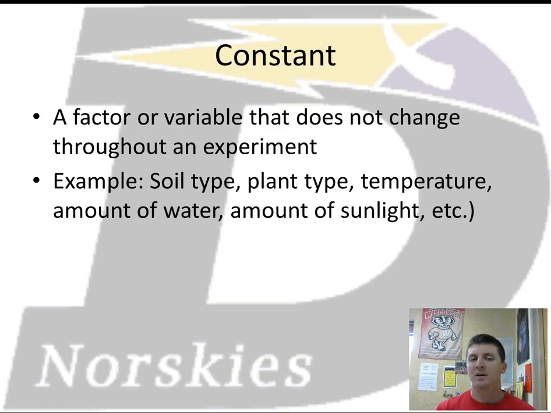A constant: again, we only want to test one variable. We're testing fertilizer versus no fertilizer and seeing its effect on growth rate. Well, we have to keep everything else the same, and these are called constants. A constant is a factor or variable that does not change throughout the experiment and necessarily doesn't have an effect on growth rate. We don't want these variables to affect the growth rate because we're only looking at fertilizer, so we keep them the same. Here are examples of those down there.